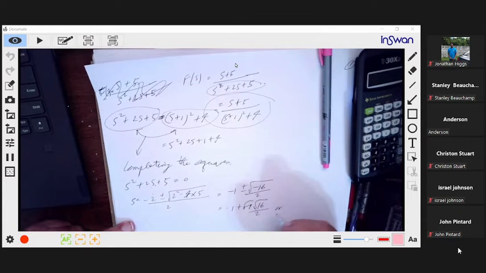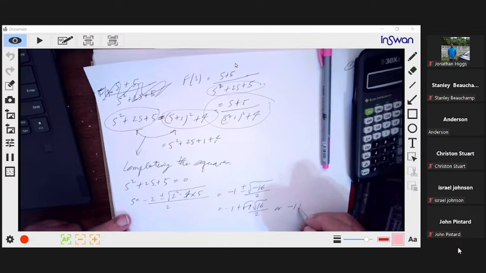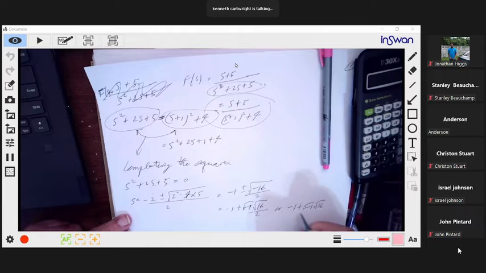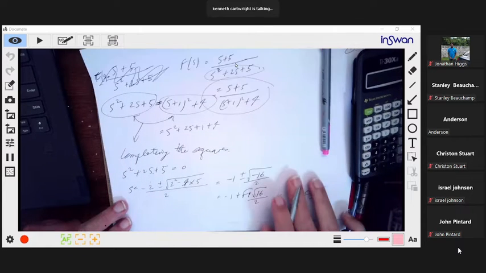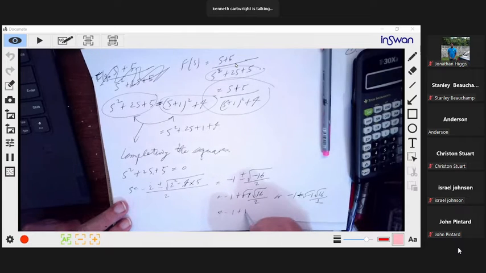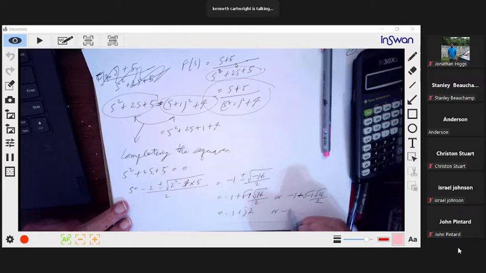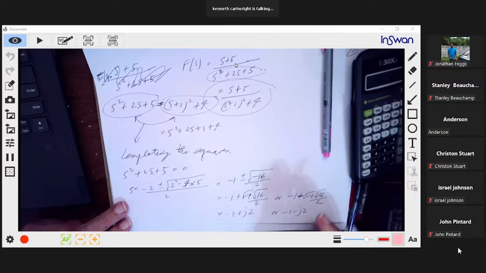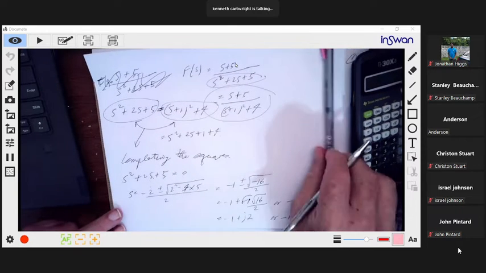or -1 plus the square root of -1, square root of 16, let's say minus, over 2. So that's -1 plus j2, or -1 minus j2. Okay.